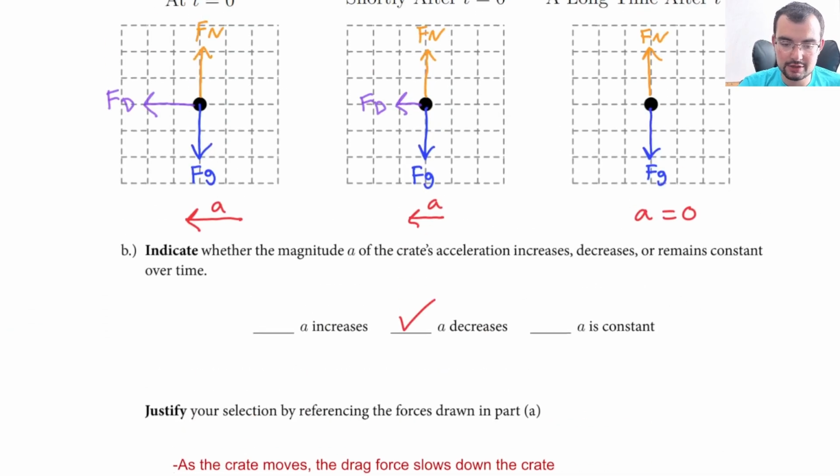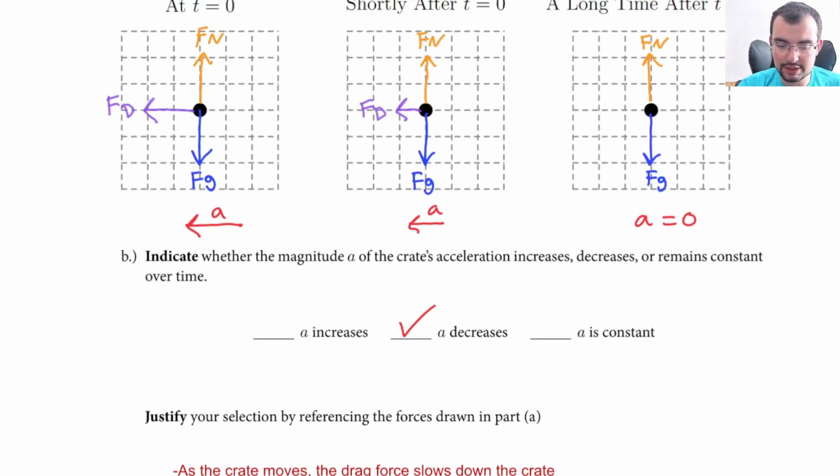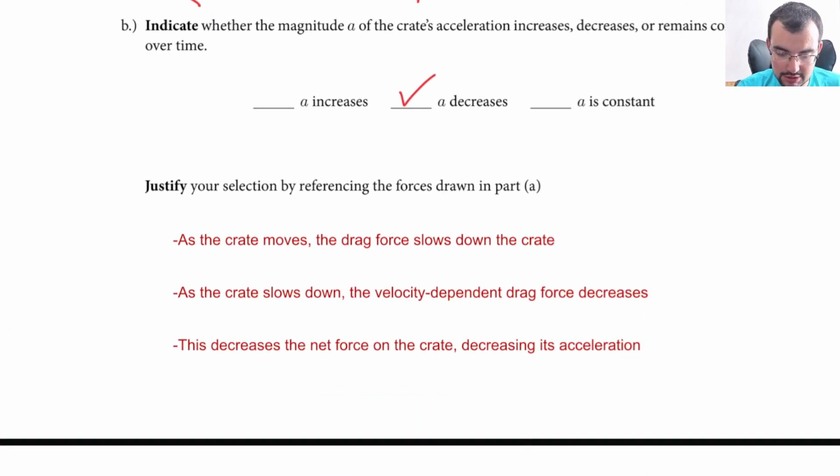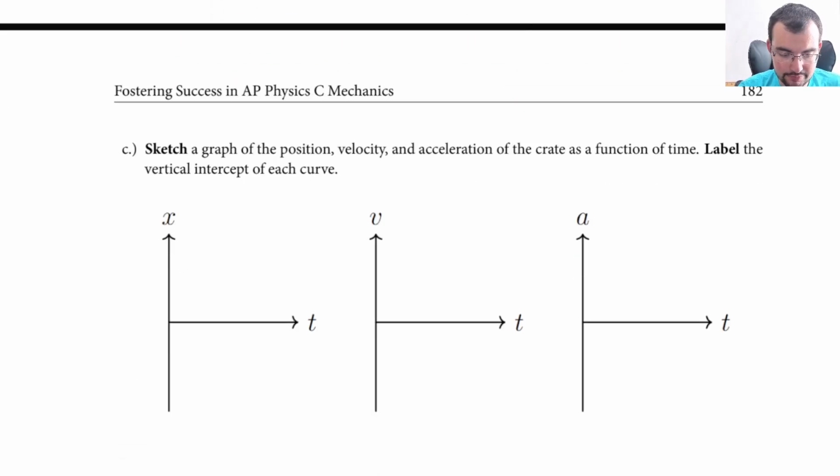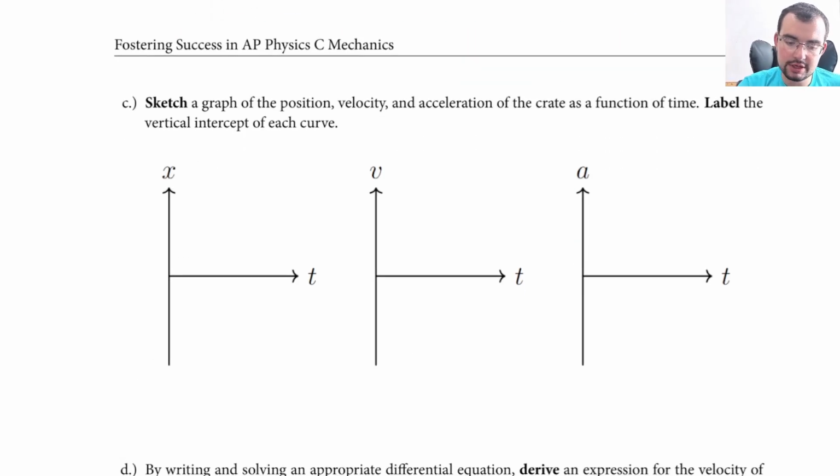So the key here is that the slowing down crate results in a decreasing drag force, which results in a decreasing acceleration. Let's sketch a graph of the position, velocity, and acceleration of the crate as a function of time. Label the vertical intercept of each curve.